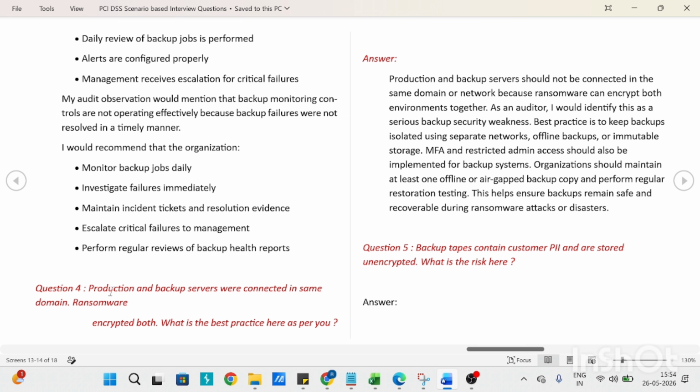Here's question number 4. Production and backup servers were connected in the same domain. Ransomware encrypted both. What would be the best practice as per you? So the question is saying that the production server and backup servers are the same. It is not the best practice. So ideally they should be different.